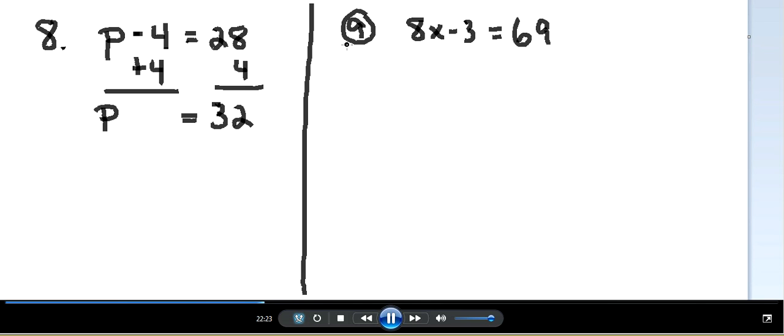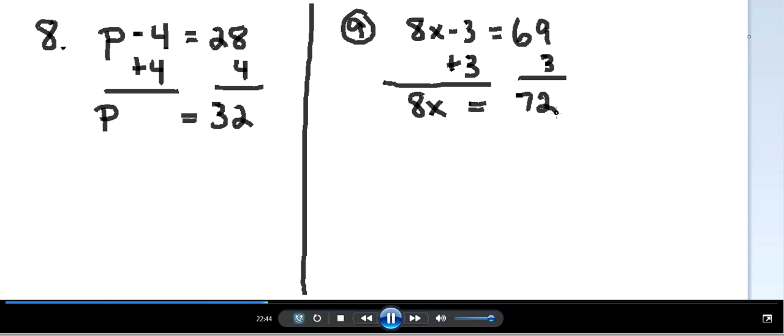Okay, how about number 9? A little bit, another step to do on here, but I want to isolate the x here, so let's get rid of this -3 by adding 3 to both sides. If I do one side, I have to do the other. Bring down the 8x, and that's going to equal 72. Get the x by itself by dividing both sides by 8. Therefore, x equals 72 divided by 8, which is 9. And there's our solution for 9.